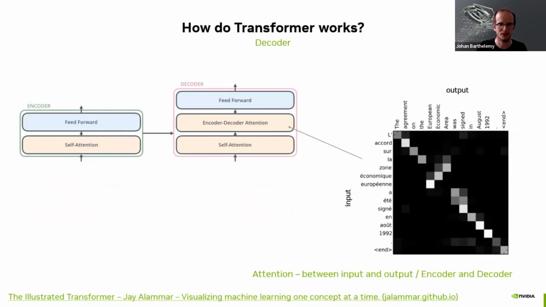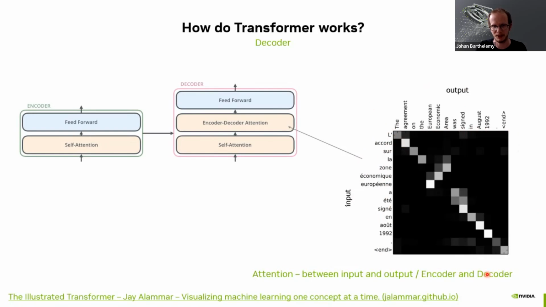On the other side, you've got the decoder. The decoder also has self-attention and a feed-forward, but in between, we've got what we call an encoder-decoder attention. So we are going to look at the relation between the input and the output. We've got the input here in French, L'accord sur la zone économique européenne a été signé en août 1992. And you've got the output in English, The agreement on the European Economic Area was signed in August 1992.